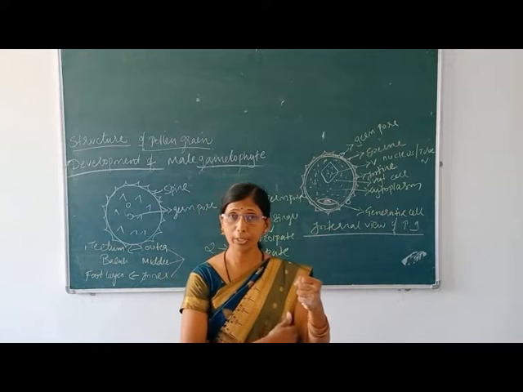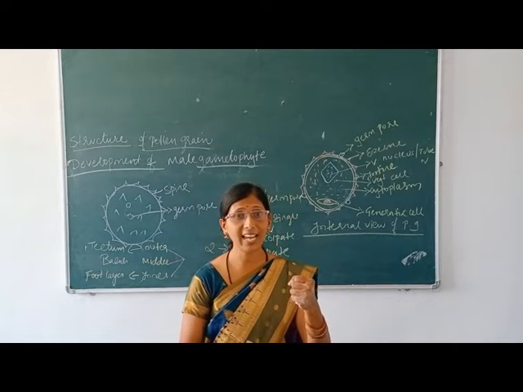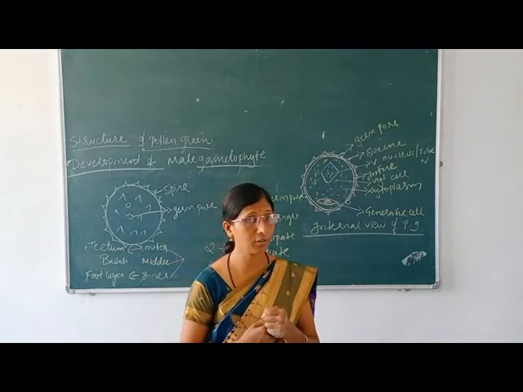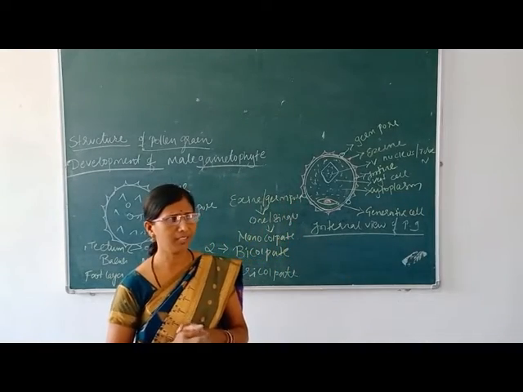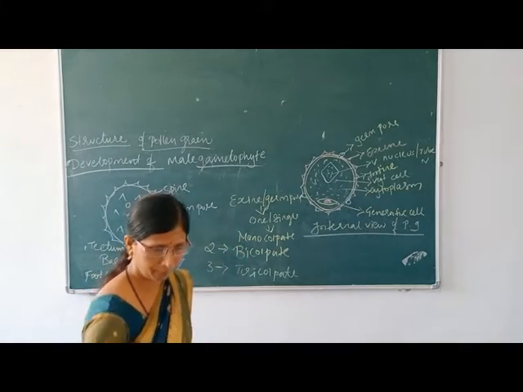And the pollen tube originates from which cell? From the intine. From the intine there is germination of the pollen tube, and that is a function of the vegetative cell. So this vegetative cell also helps the growth of the pollen tube. After that, the vegetative cell will degenerate.